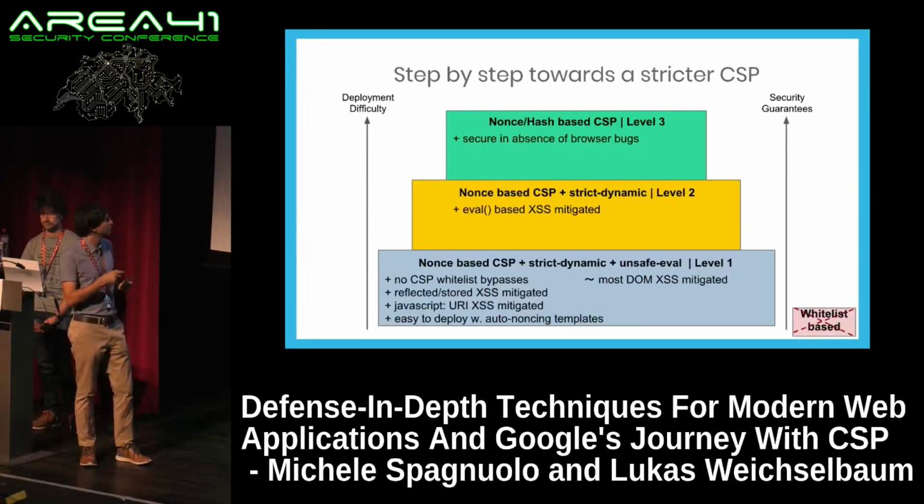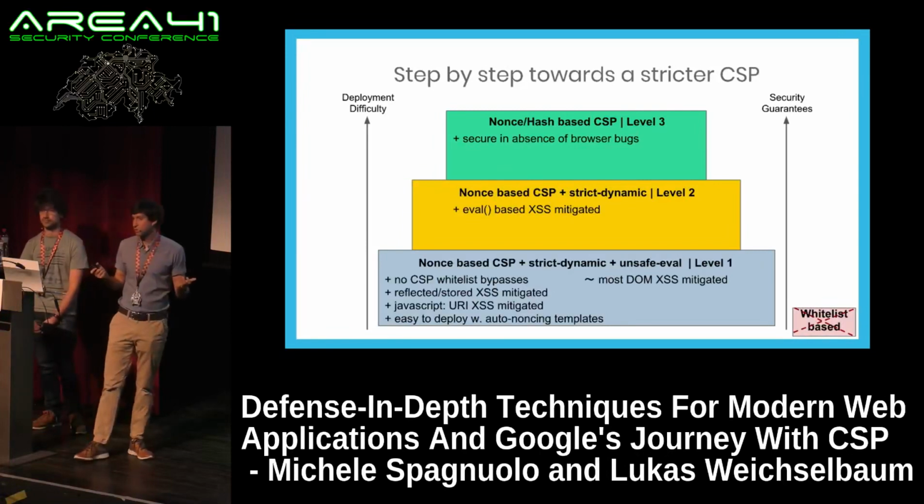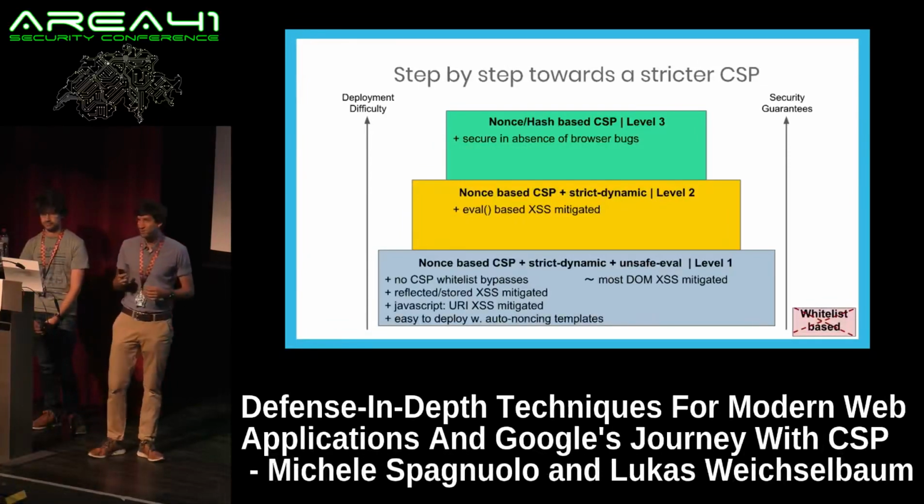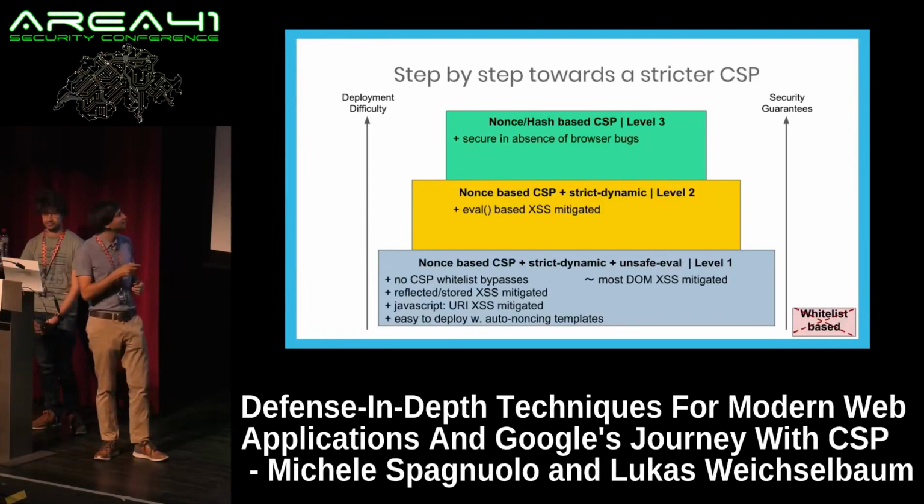One step in between is eval-free CSPs. Some libraries still use unsafe-eval. So if you can, just remove it. I think it's 2018, so hopefully we don't rely on eval too much anymore. Then, of course, if you don't allow unsafe-eval, you also get rid of eval-based XSSs.